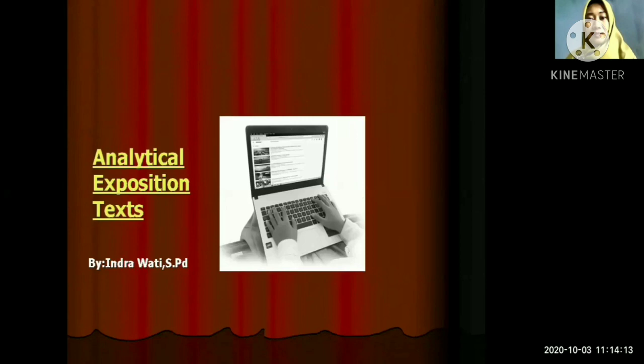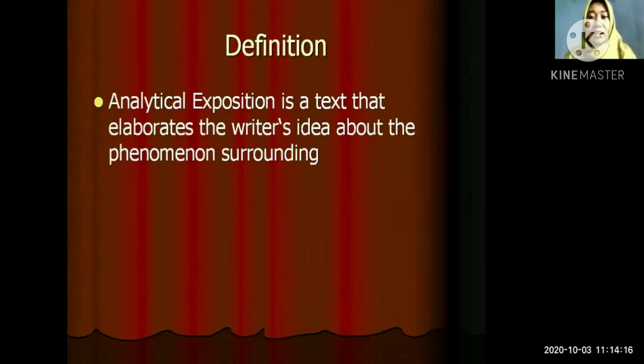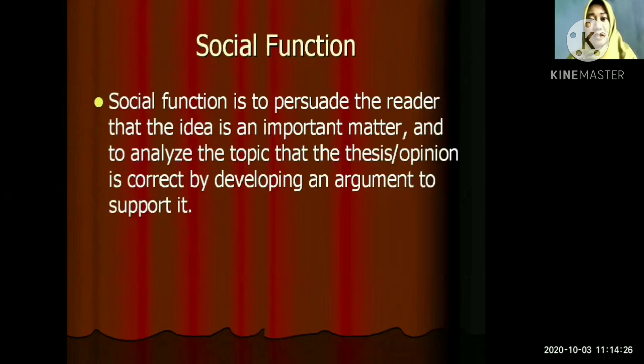Analytical exposition text. The definition. Analytical exposition is a text that elaborates the writer's idea about the phenomenon surrounding. Then the social function is to persuade the readers that the idea is an important matter and to analyze the topic that the thesis or opinion is correct by developing arguments to support it.